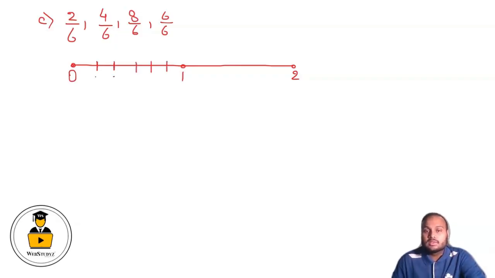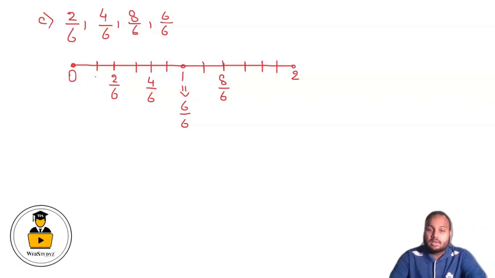The first mark is 1 by 6, the second one is our required one, which is 2 by 6. The third one is 3 by 6, the fourth one is 4 by 6, which is a required one, the fifth one is 5 by 6, and 1 can be written as 6 by 6, which is equal to 1 only. Then we would have 7 by 6, then 8 by 6, then 9 by 6, 10 by 6, 11 by 6, and 12 by 6, which is equal to 2 only, in the simplest form.